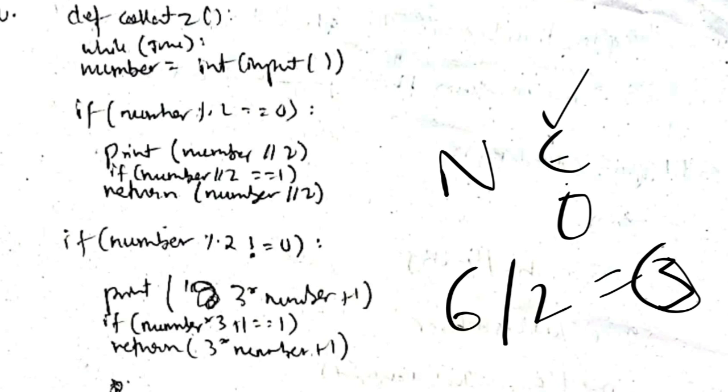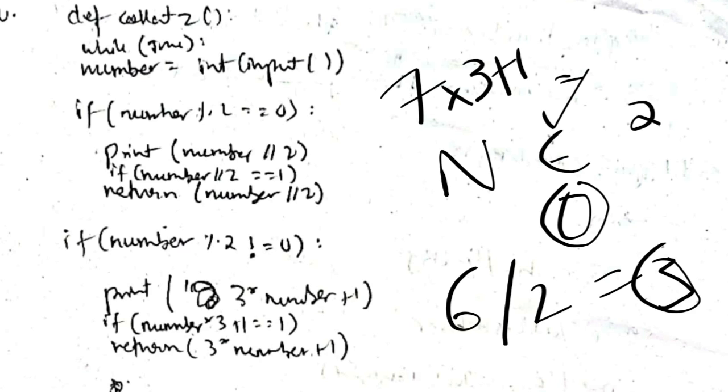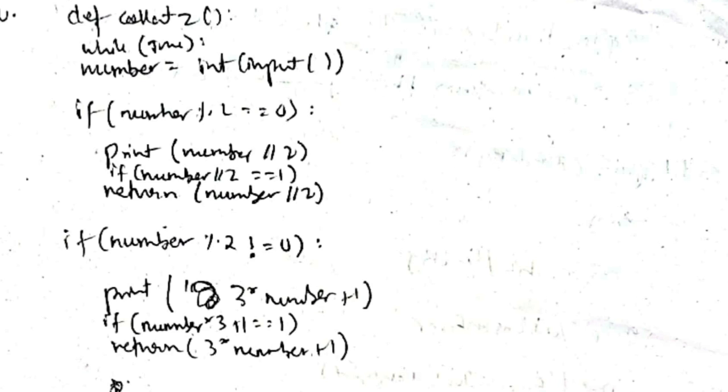Suppose that the number is odd, at that time, say 7, if it's odd, I have to multiply the number by 3, add 1 and print the value, which is 22. So these two are the conditions I have to check. So first I will take the number as int input, and one more condition is that I have to run the program until the return value is 1. Okay, until the return value is 1 I have to run the program.